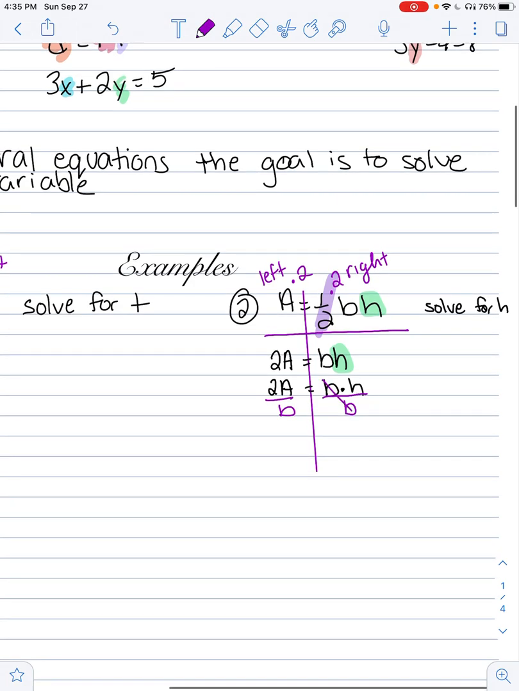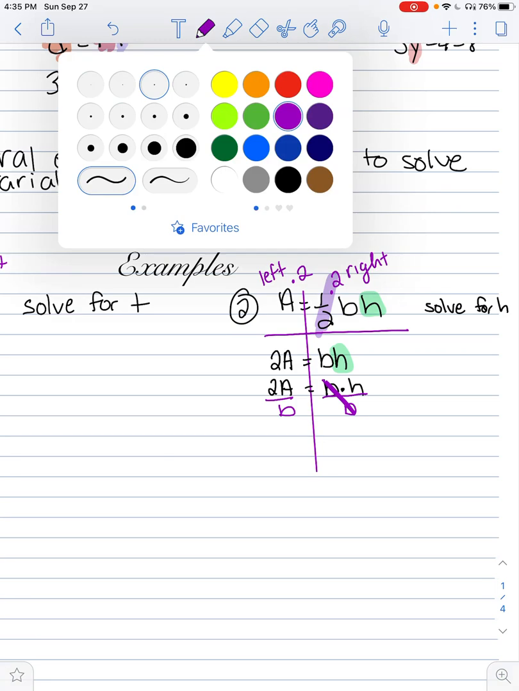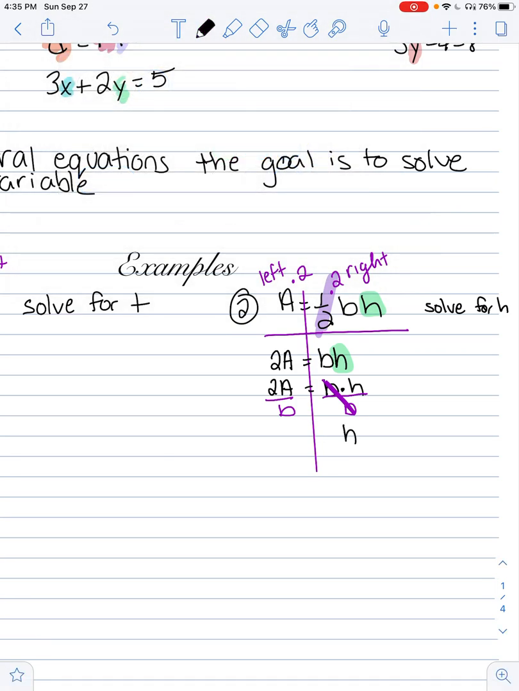So on the right-hand side, my b's cancel each other out, and I'm left with just an h and an equal sign. And on the left-hand side, I have 2a on top and b on the bottom. None of these things can be combined. A and b are different letters. 2 doesn't combine with any letters, so we just leave it as 2a over b, and that is our final answer.